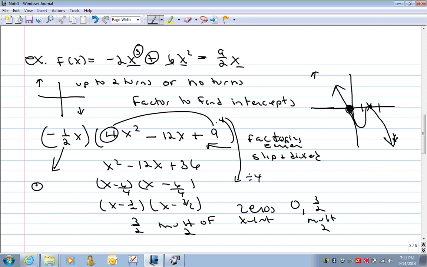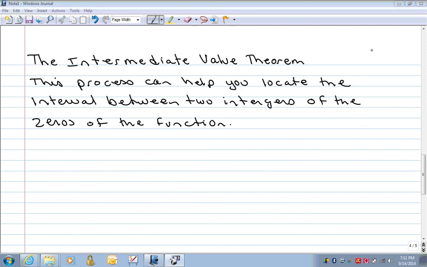All right, let's look at the intermediate value theorem. Pause and make sure you understand this. There's a lot of information in this problem.